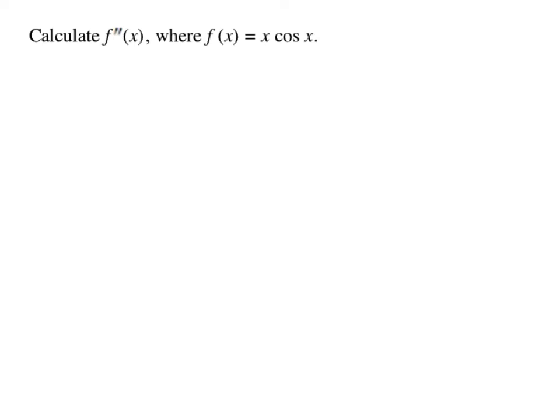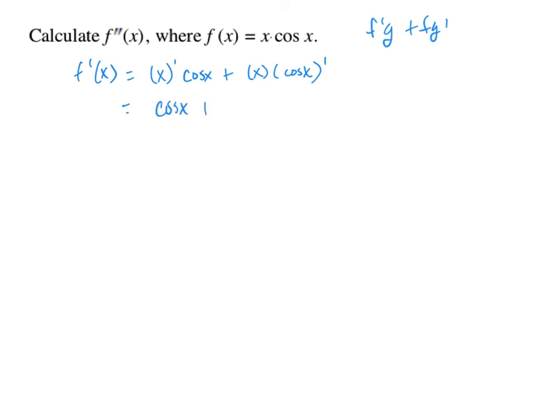All right, last question of the day is to find the second derivative of f, where f is equal to x times cosine x. Okay, so f prime g plus f g prime is our product rule here, right? x times cosine of x. So the first derivative, we derive x, we keep cosine, plus we keep x, we derive cosine. So 1 cosine x plus x negative sine x, or cosine x minus x sine x.